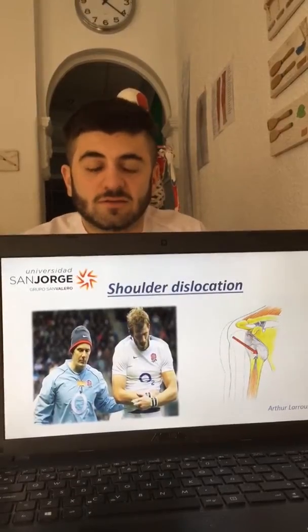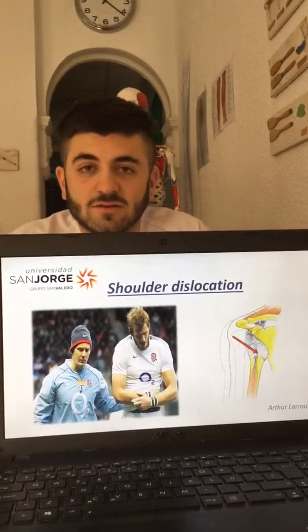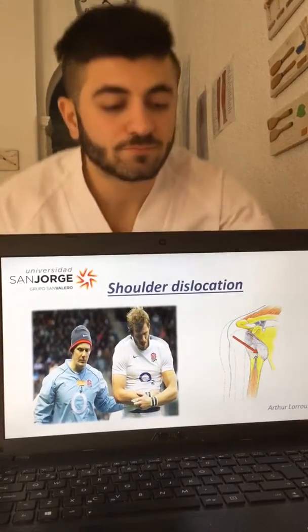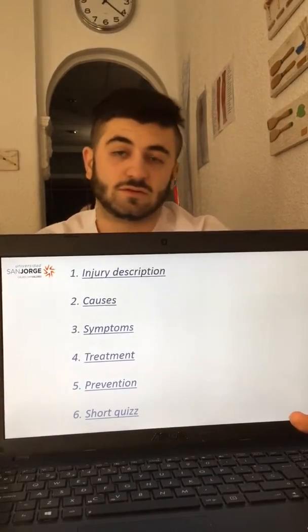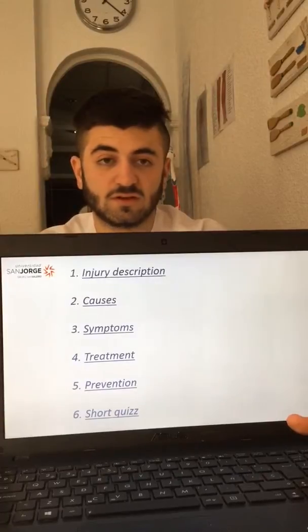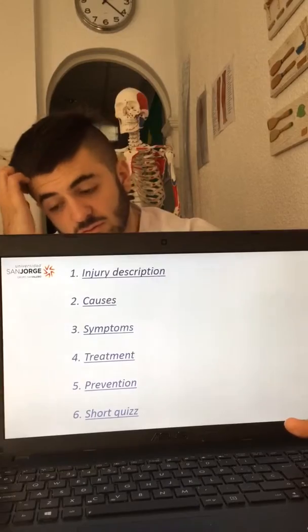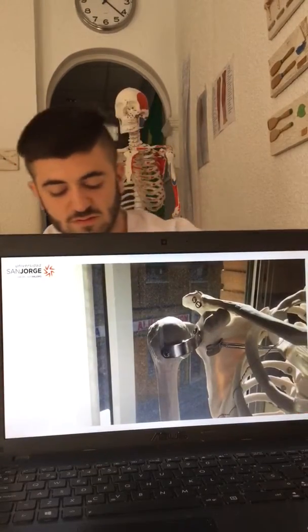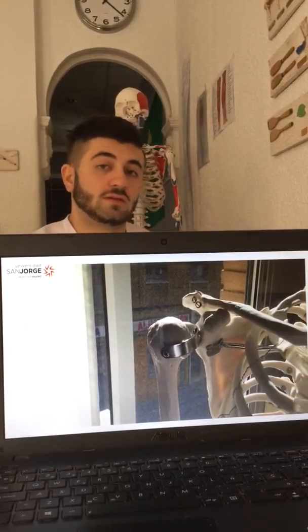My name is Arthur Lauros and I will present you this dislocation. I'm a student in physiotherapy at St. George University in Spain. First I will present the definition, then causes, symptoms, treatment, prevention, and finally 5 questions to know if you have understood.